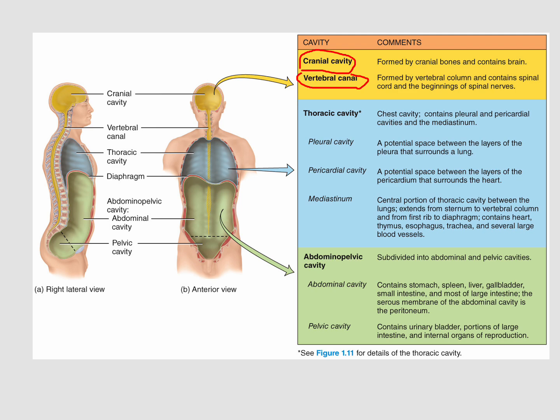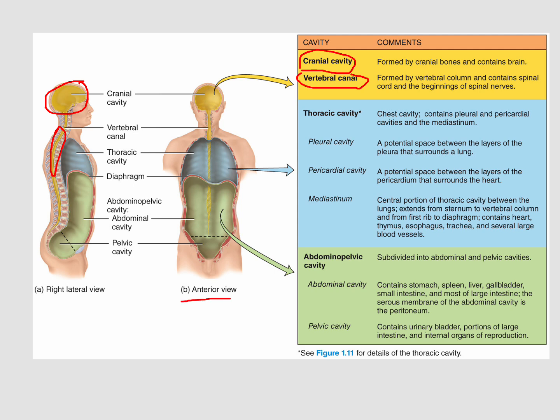So right here we look at picture A. We have a sagittal view of the human body. So we have right here an example of the cranial cavity. On the other hand, right here is the vertebral canal. Next, we have the thoracic cavity, and we have an anterior view of that in picture B.